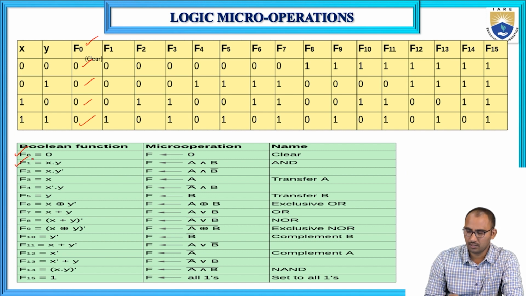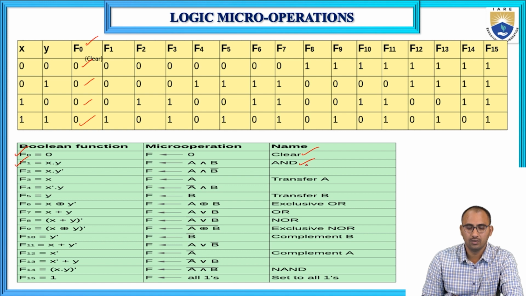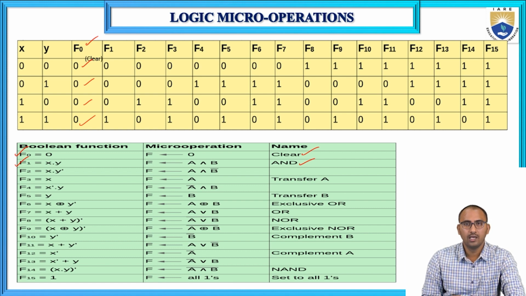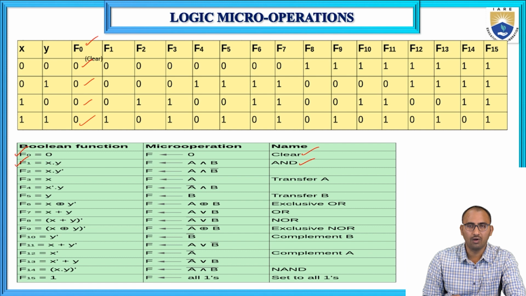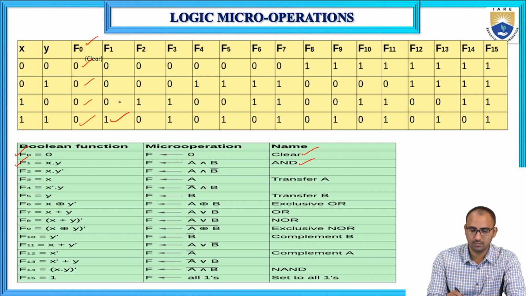Coming to the F1 function. What is F1 function? F1 function is an AND operation. What is AND operation? If both inputs are logic 1, then only the output will be logic 1. Otherwise, the remaining outputs are all zeros. Okay. Coming to the F2.